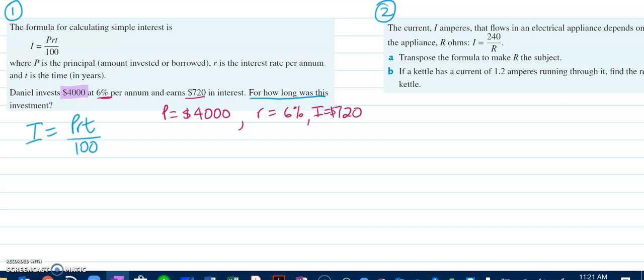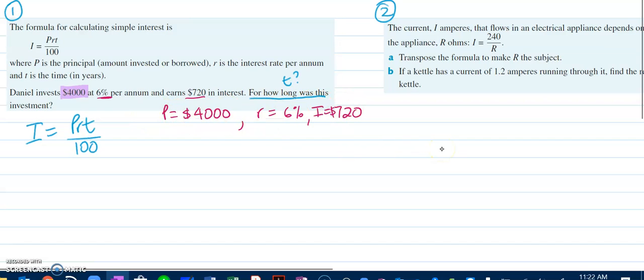Okay, so in this question, the formula for simple interest is PRT over 100. You are given the amount of the principal that Daniel invests, $4,000 at 6% per annum, and he earns $720 in interest. For how long was this investment? So you have to evaluate our time. That's what we don't know. So these are the givens that I have rewritten.